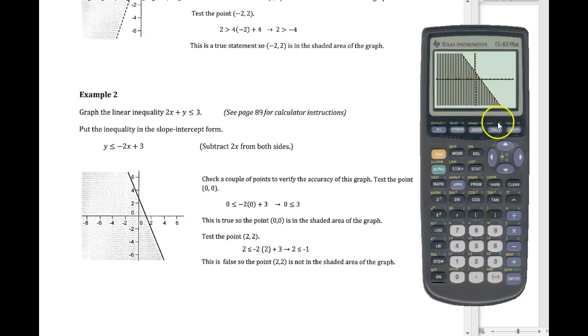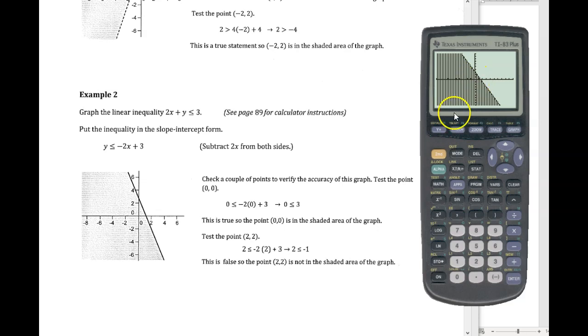And so this is our graph on the calculator. Keep in mind it should be a solid line because it is less than or equal to. And then you can always check the accuracy of the graph by selecting test points. So in this case, let's use 0, 0. That's my favorite test point to use if I can. As long as it's not on the line, you can use a test point 0, 0, or any test point.